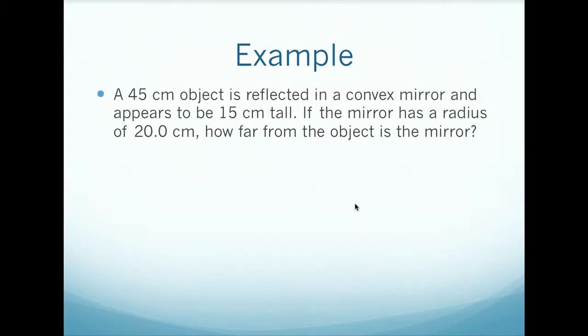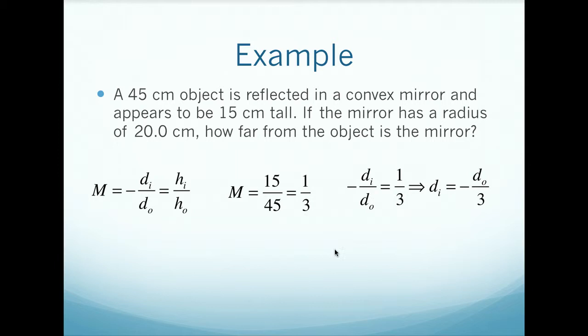So here's basically the same problem. The only thing that I changed is that it's a convex mirror, and in that case, I don't even have to tell you that your image is upright and it's smaller. Magnification is sort of the same but not really. So let's figure out, again, magnification is negative di over do or hi over ho. In your case, it's upright because it's a convex mirror, so therefore hi over ho is 15 over 45, which is 1 over 3, not negative. But di over do is still with a minus, so negative di over do equals 1 over 3.